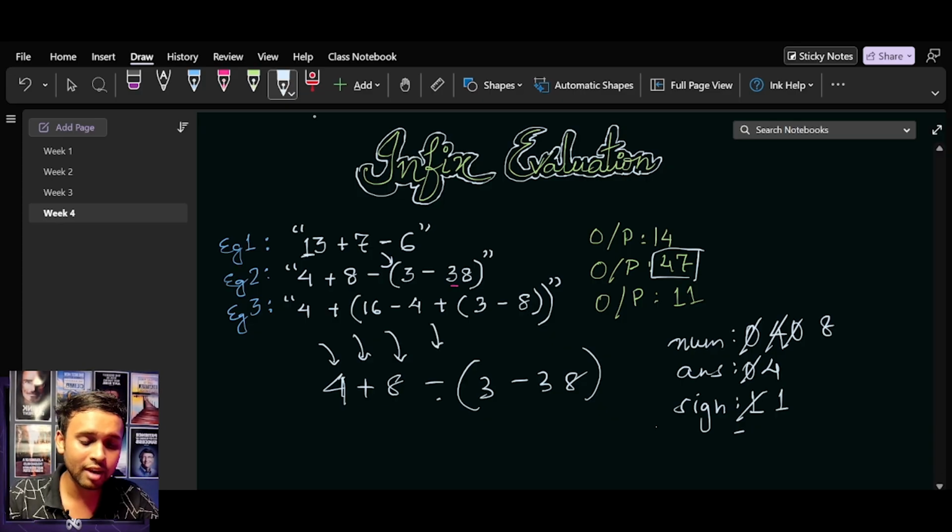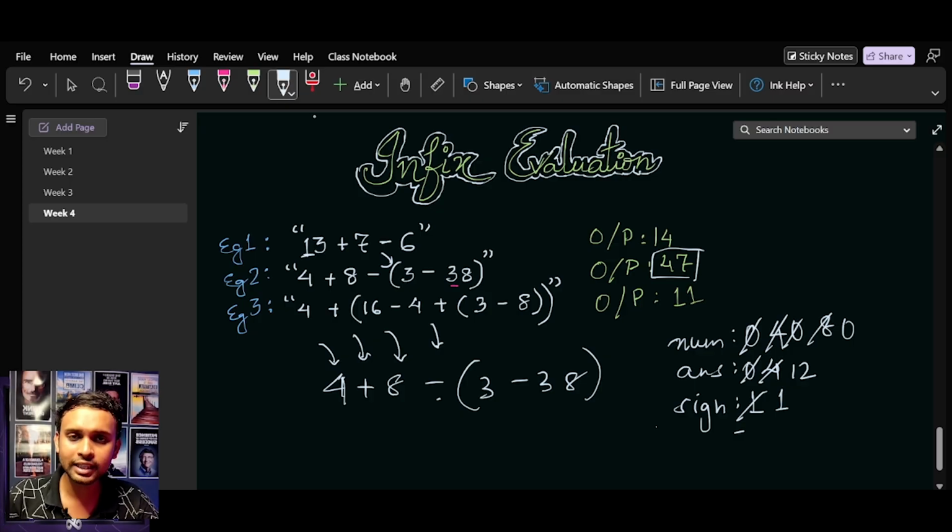Now as soon as we have a minus sign, we know that the num value is a proper number, so we will first multiply num with sign. It is 8 into 1 which is 8, I will add that to my answer, so my answer will become 12. Then I will reset this.